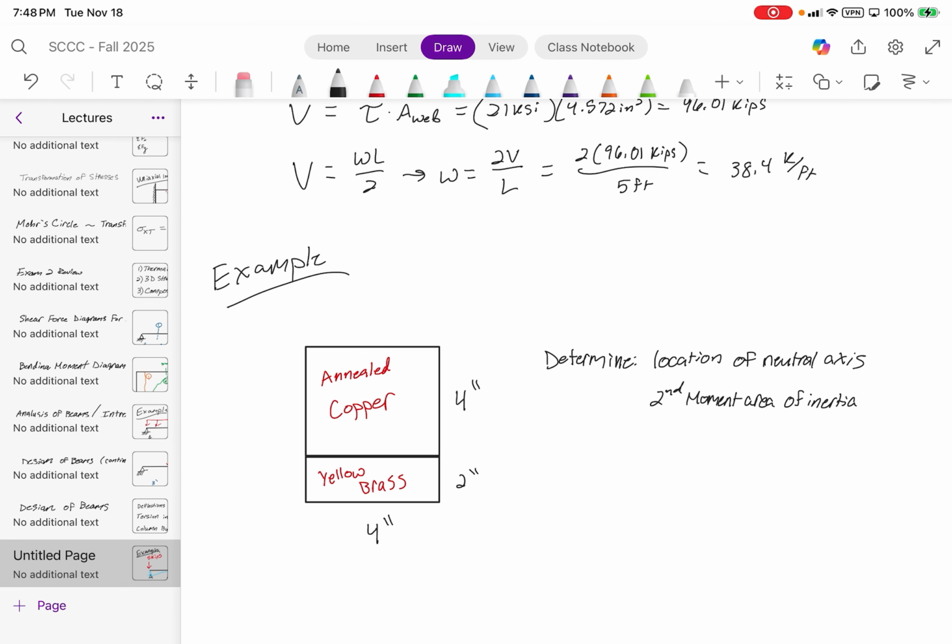For the annealed copper part, it's just going to be 4 times 2 cubed divided by 12 for the brass I of x. 4 times 2 cubed. Let me see. Yeah, I'm just trying to figure it out.